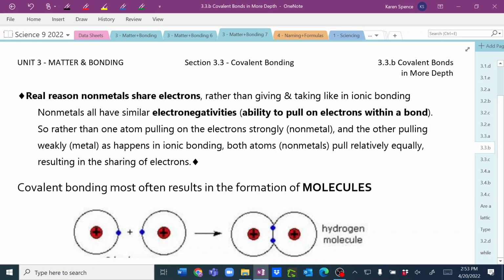The real reason nonmetals share their electrons rather than giving and taking is because nonmetals have similar electronegativities. And if you remember, an electronegativity is the ability to pull on electrons. It's how much they want the electrons. Yes? So rather than a nonmetal pulling really strongly and the metal pulling really weakly, and so then the nonmetal takes it away from the metal, both nonmetal atoms pull relatively equally. And if you have people pulling relatively equally, what do you get?